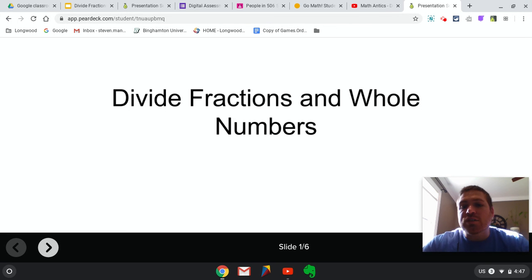Again, we're dividing fractions and whole numbers. So that means we're going to have fractions as the divisor and whole numbers as a dividend. We're also going to have whole numbers as a dividend and fractions as a divisor. So we'll see both fractions and whole numbers in both spaces. And we're going to talk about how that affects our answer a little bit as well.